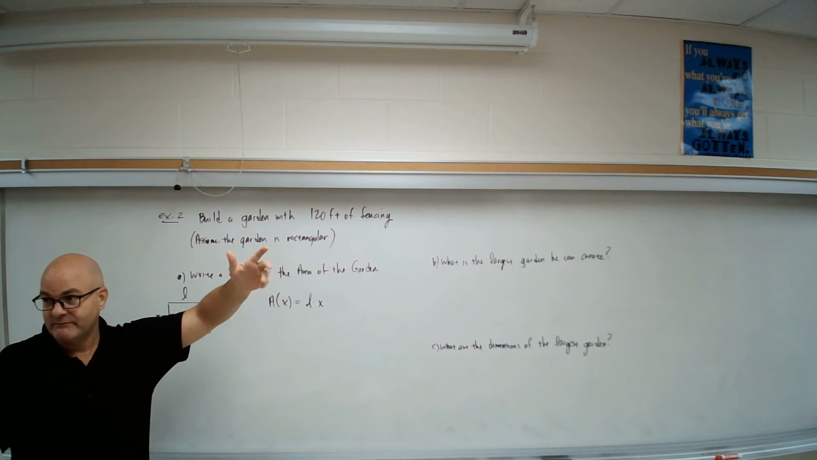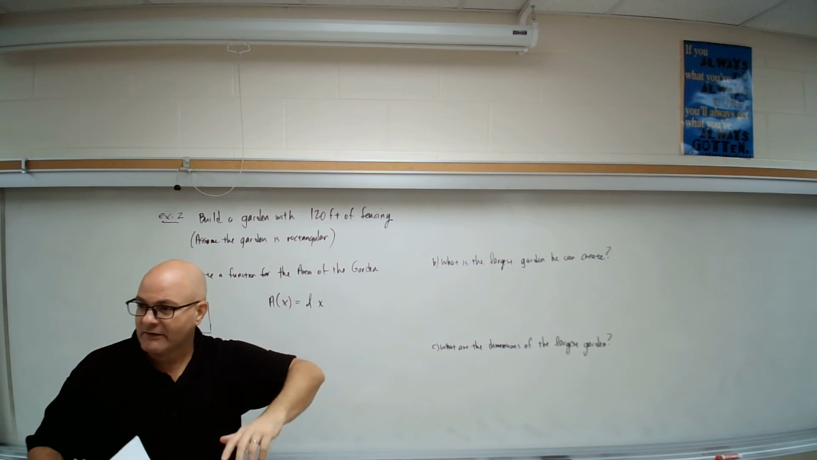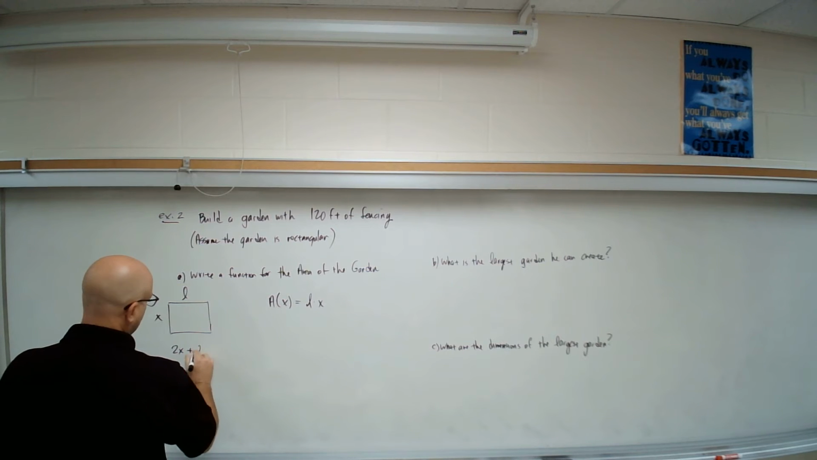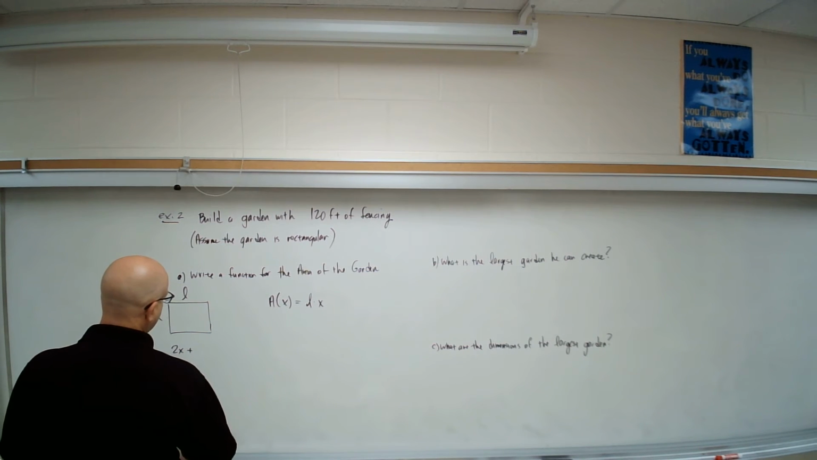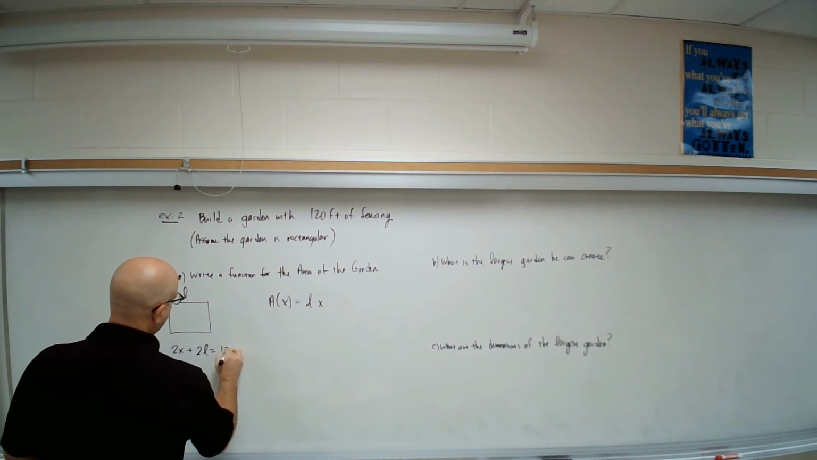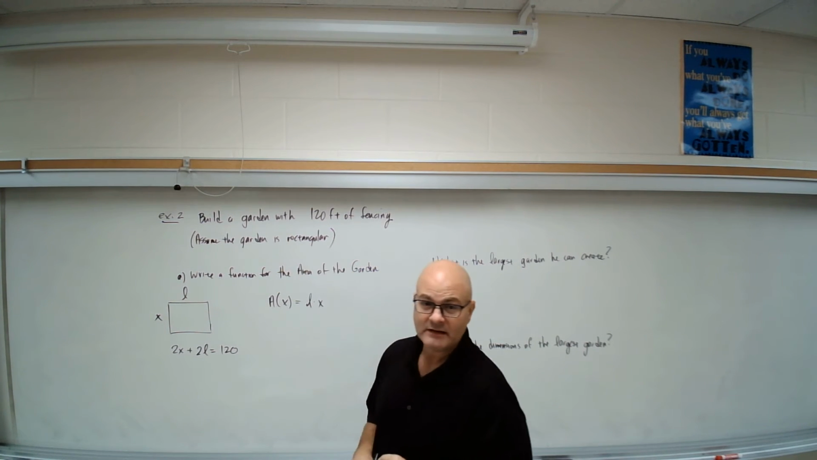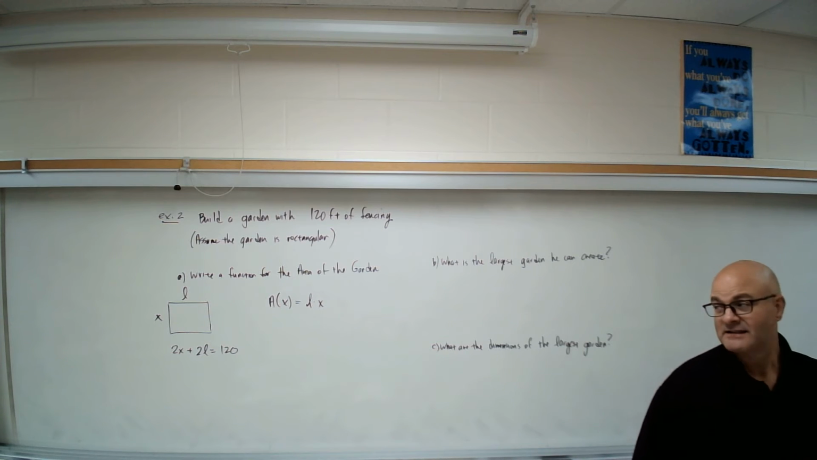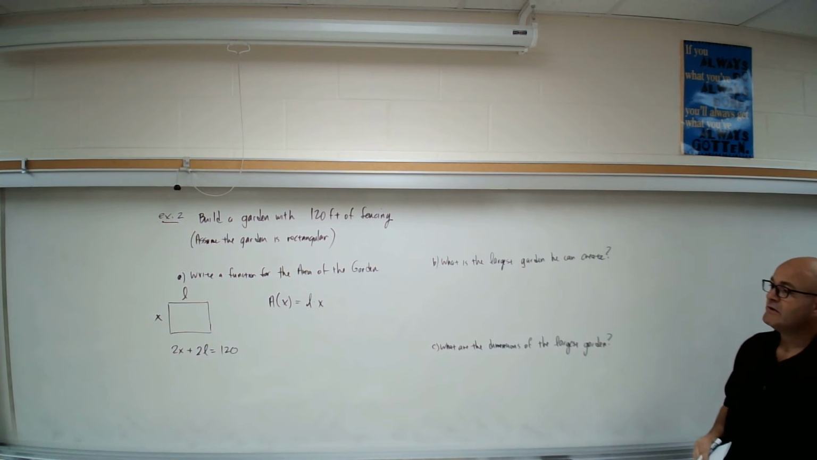You could just, I mean, it'd be kind of silly, right? So here we'll get 2x plus 2L equals 120. That's just the perimeter function, right? The two sides plus the other two sides is the amount of fence we're going to use.